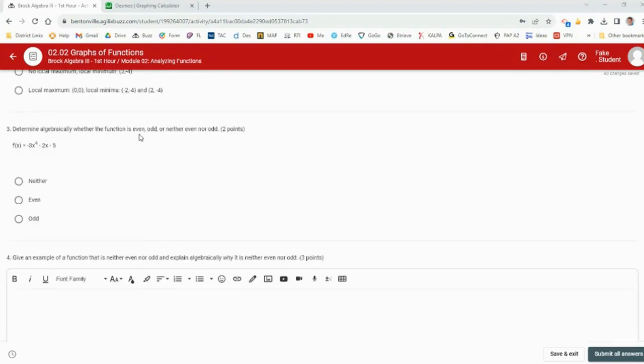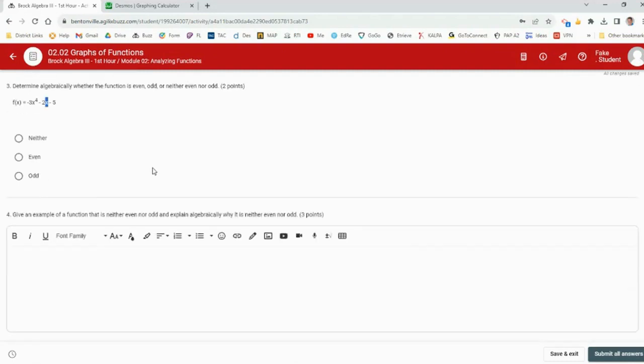Determine whether this is even, odd, or neither. All right. So can you substitute negative x in there and negative x in there? And do you get the exact same equation, the exact opposite equation, or something that's neither one? Now, this number 4 is something you got to type in. Give an example of a function that is neither. Now, yours may say different. Yours may say give an example of an even function or give an example of an odd function.